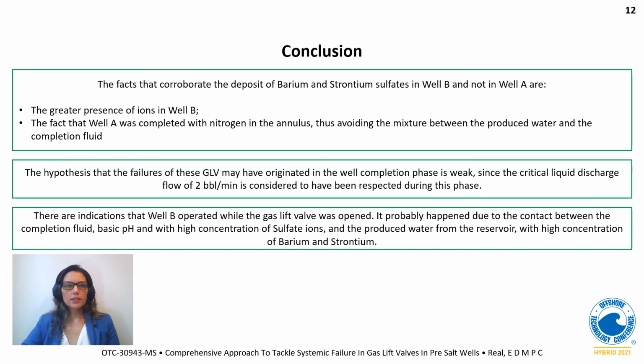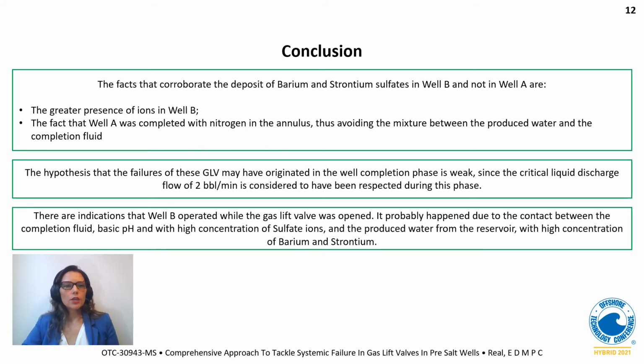Conclusion. The facts that corroborated the deposit of barium and strontium sulfates in well B and not in well A are the great presence of ions in well B, and the fact that well A was completed with nitrogen in the annulus, thus avoiding the mixture between the produced water and completion fluid. The hypothesis that the failure of the gas lift valve may have originated in the well completion phase is weak, since the critical liquid discharge flow of 2 barrels per minute is considered to have been respected during this phase.